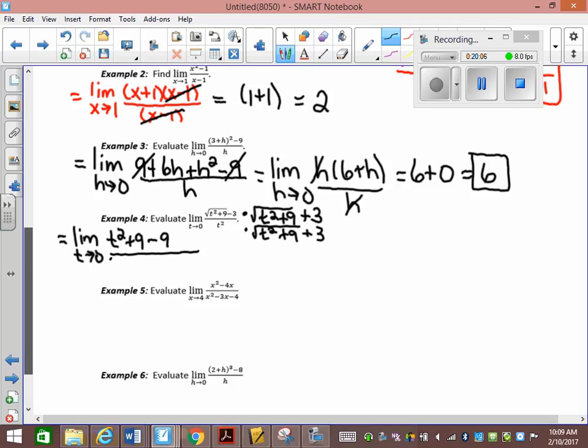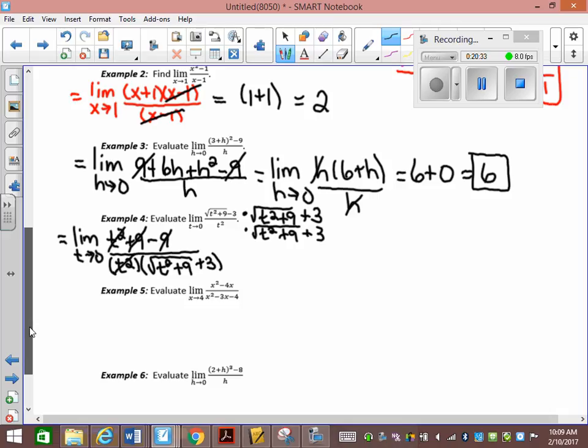Over t squared in a separate bracket times square root of t squared plus 9 plus 3 in a separate bracket. Do not put those together. If you put those together, you will never be able to get the conjugate, or get the answer, I mean. The 9s cancel. I'm left with a t squared on the top. I'm left with a t squared on the bottom. What can I do? Cross them off.